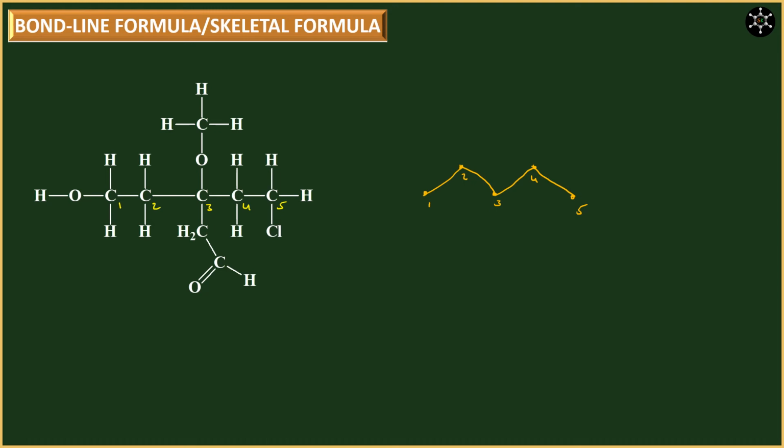We can see carbon atom 1 is connected to the functional group OH. We need to mention this hydrogen atom because it is connected to the heteroatom oxygen. Carbon atom 5 is connected to the heteroatom chlorine. That also we should represent. 5 is connected to the heteroatom chlorine through a single bond. On carbon 3, we have 2 carbon atoms connected through a single bond on one side.